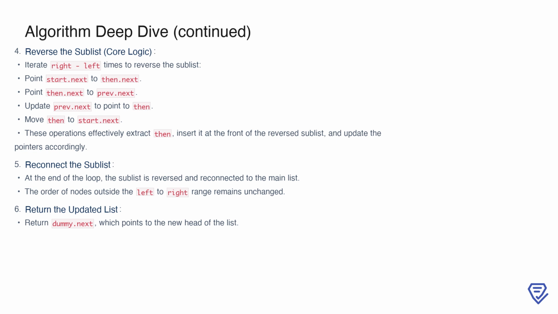At this point, the reversed sublist is seamlessly reconnected to the rest of the list, with the order of nodes outside the reversal range remaining unchanged. Once this process is complete, we return dummy.next as the new head of the updated list.